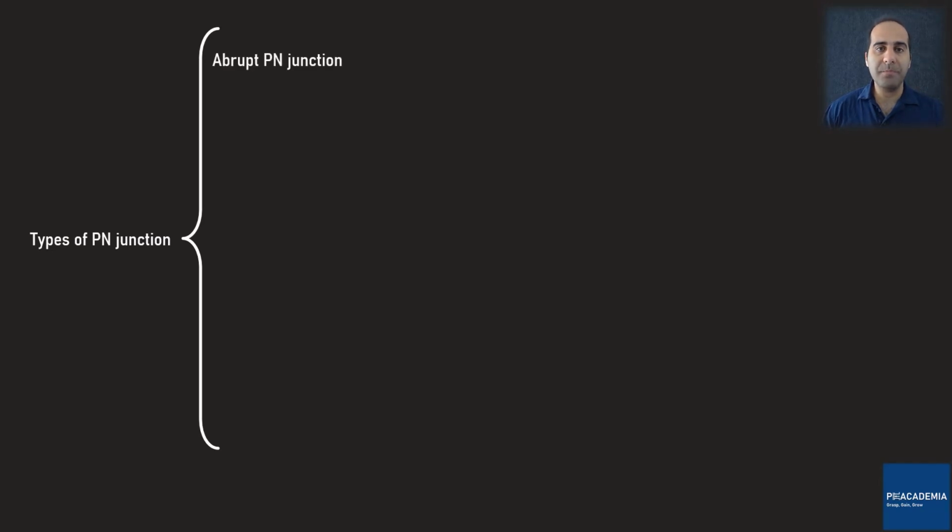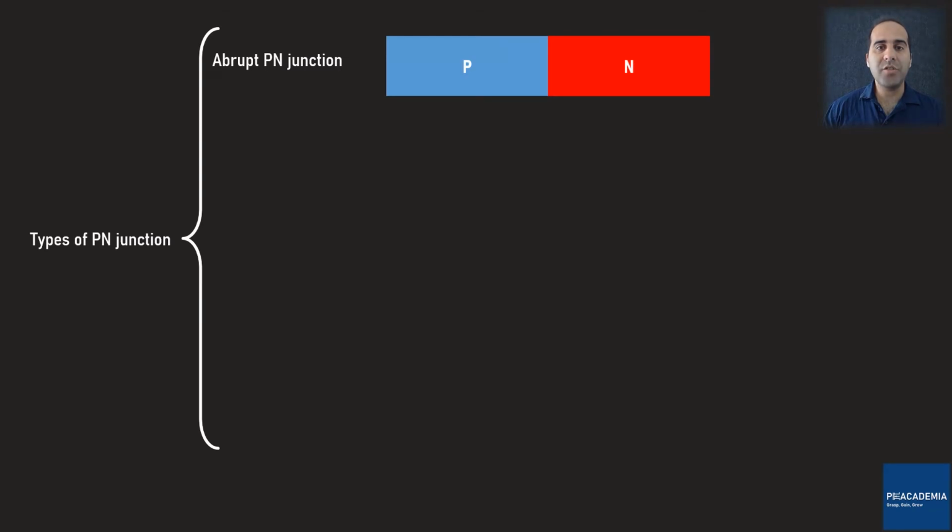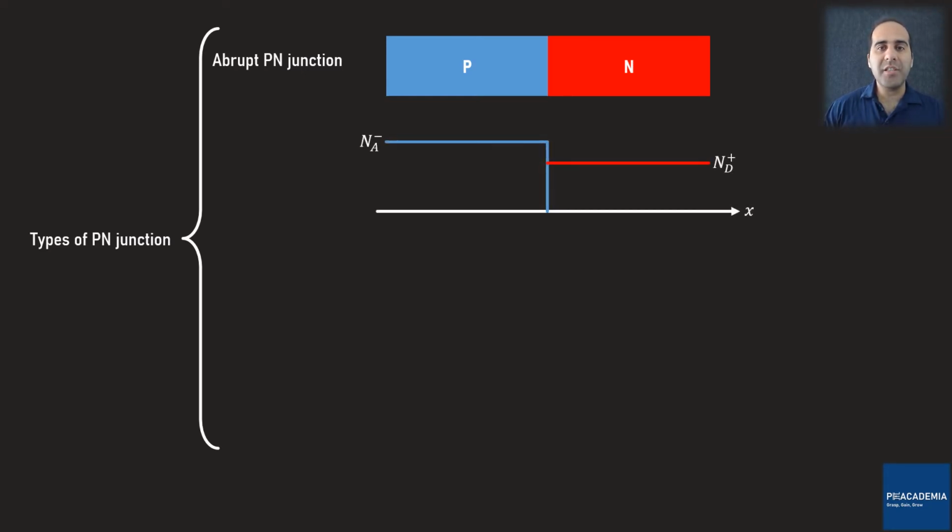In general, we have two types of PN junctions. The first one is the abrupt PN junction. In this course, I mostly focus on the abrupt PN junction. This gives us a framework to learn the most important concepts related to the PN junction. In the abrupt PN junction, the majority charge carriers are abruptly changed from N to P or from P to N at the junction. The majority charge carrier concentration versus the x-axis in the abrupt PN junction looks like this.